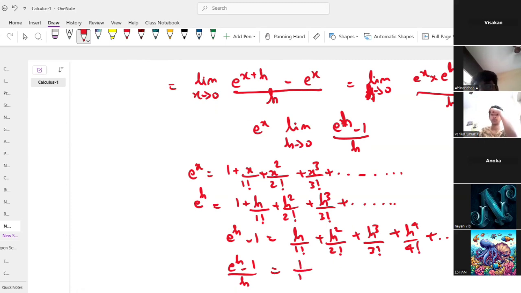h by 1 factorial becomes 1 by 1 factorial. h square by 2 factorial becomes h by 2 factorial. And what will happen to this? h square by 3 factorial, and so on. Now what I'm saying in this is, I'm saying limit h tends to 0.